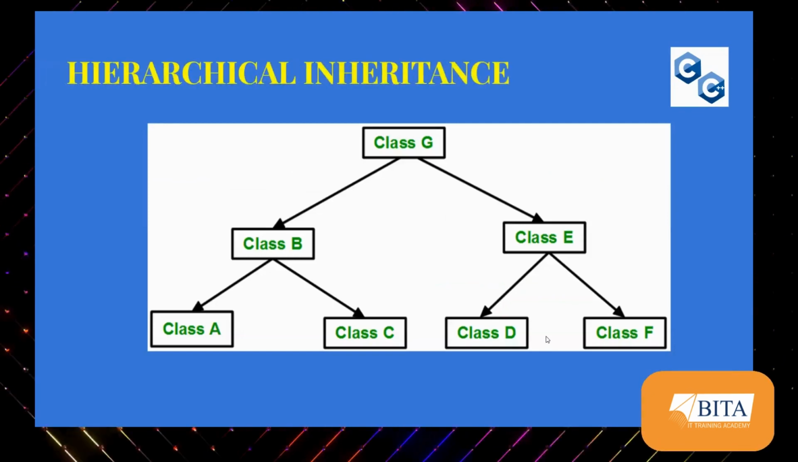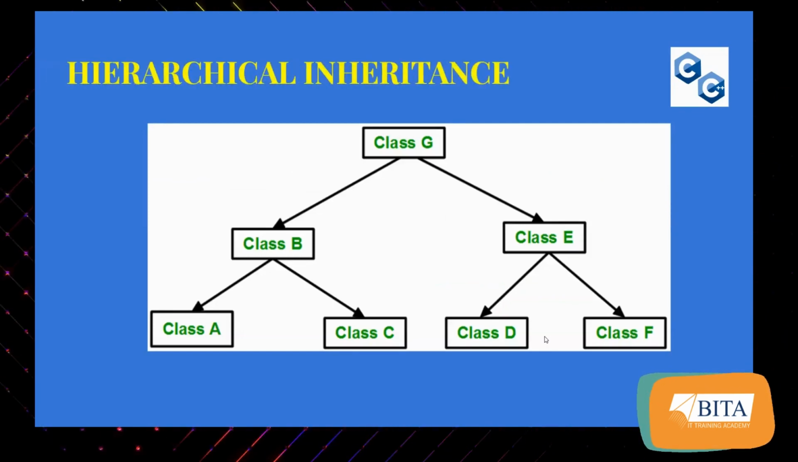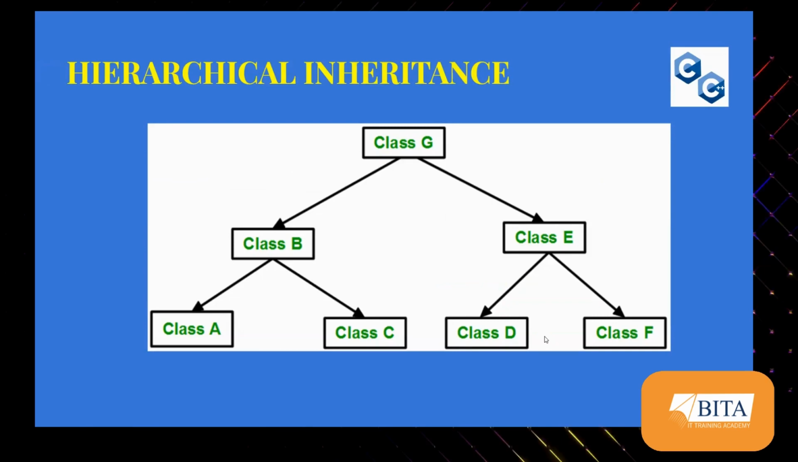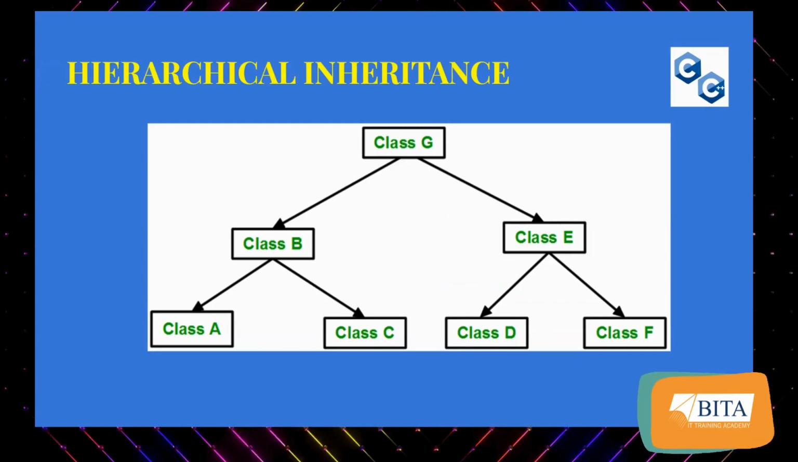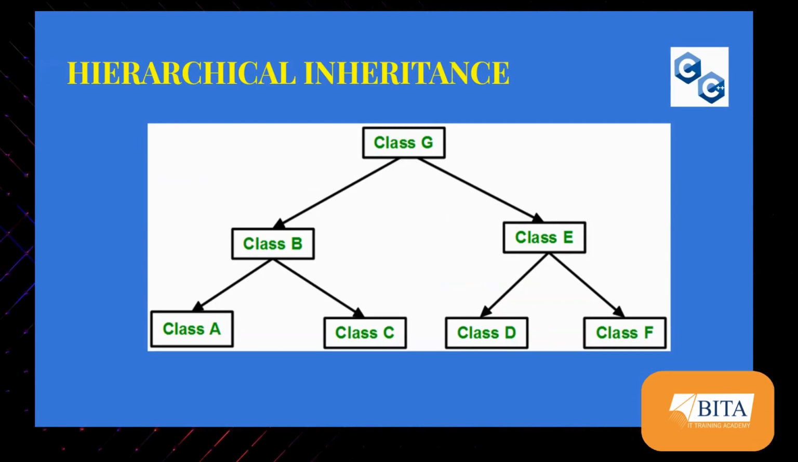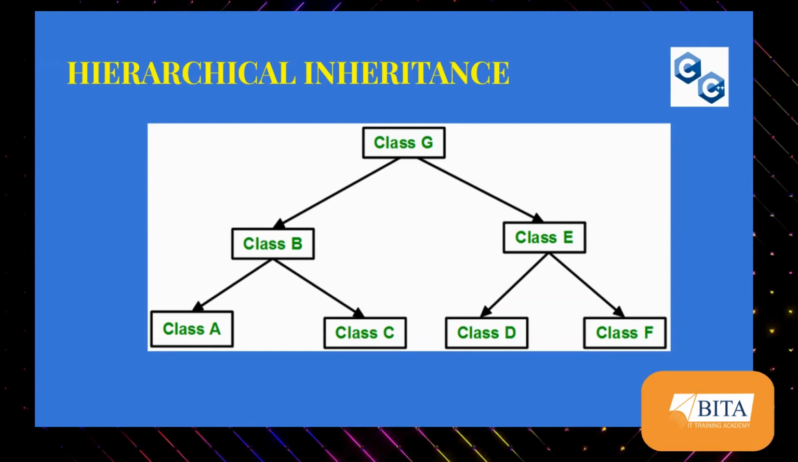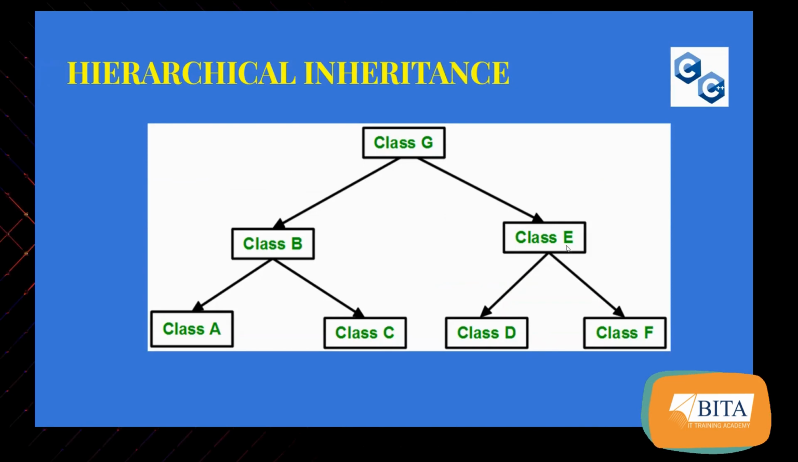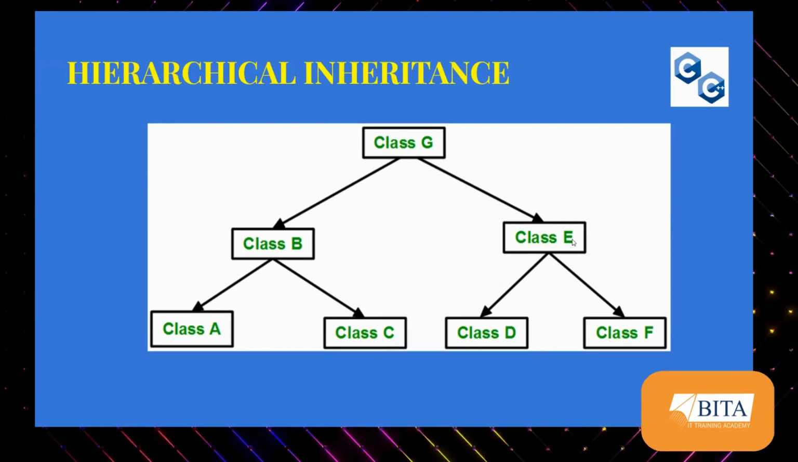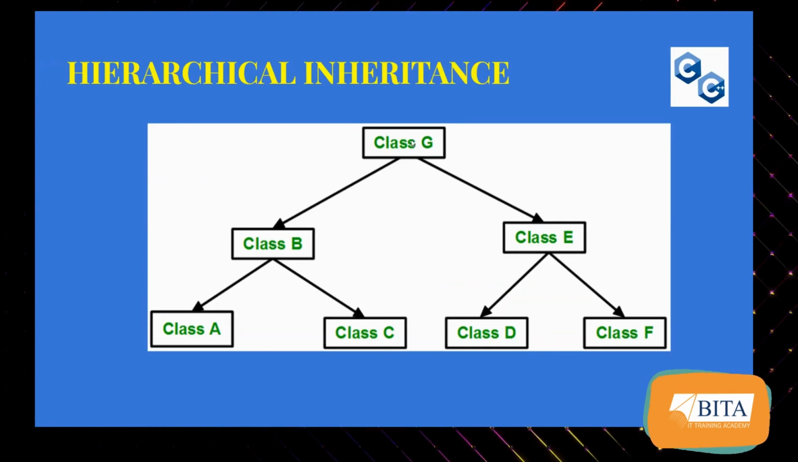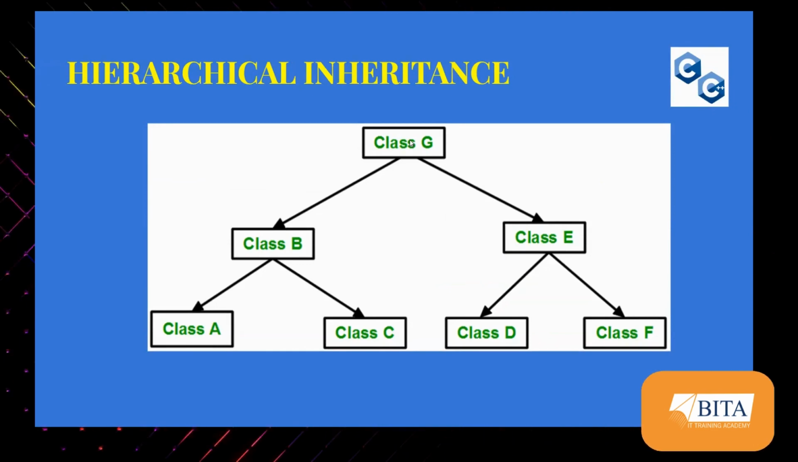Next one is the hierarchical inheritance. In this type, more than one subclass is inherited from a single base class. That is, more than one derived class is created from a single base class. So class B and class E are the derived classes derived from one single base class, class G.